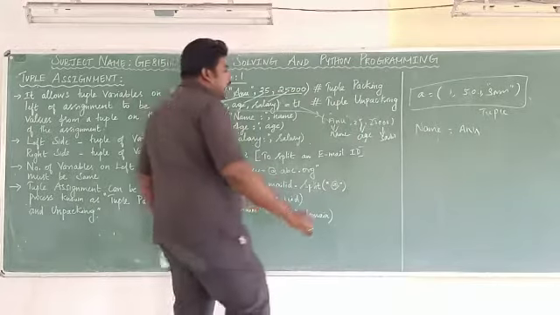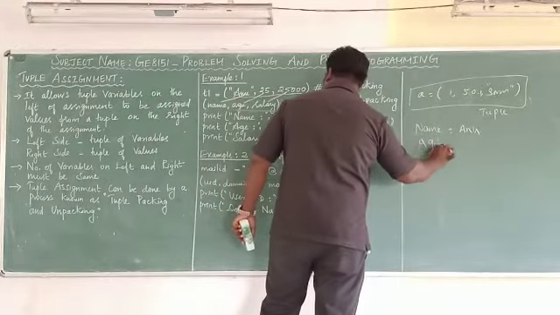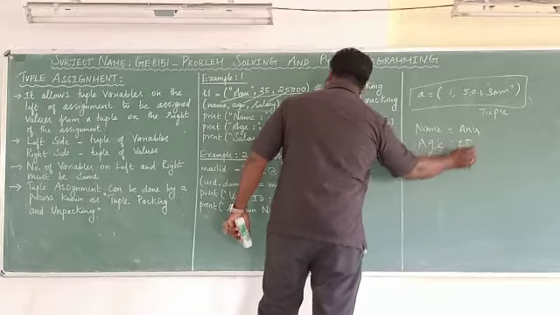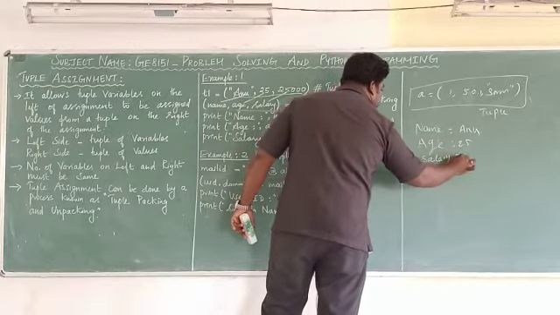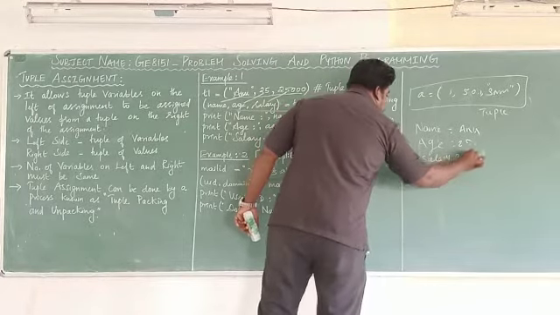Then age colon 25. Then salary colon 25,000.